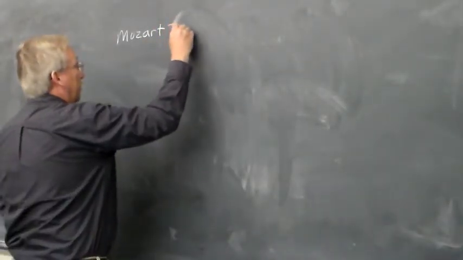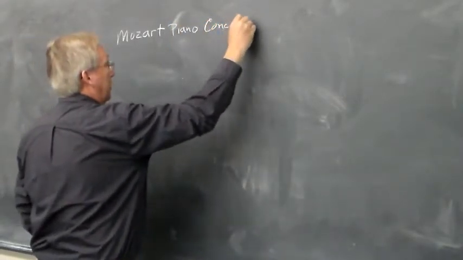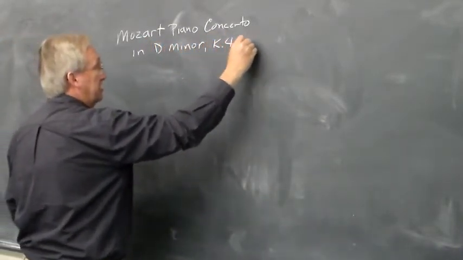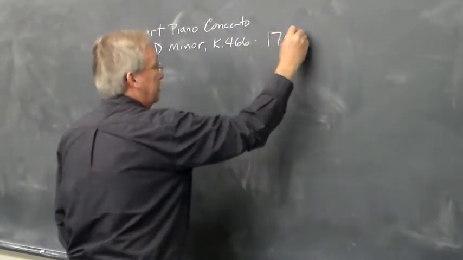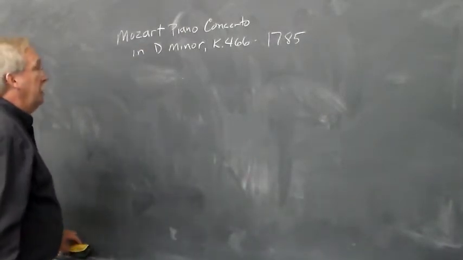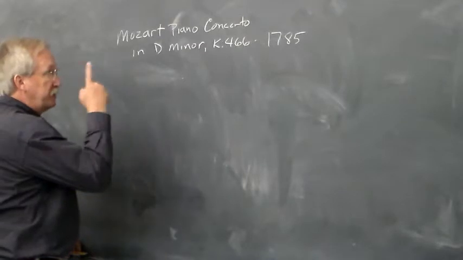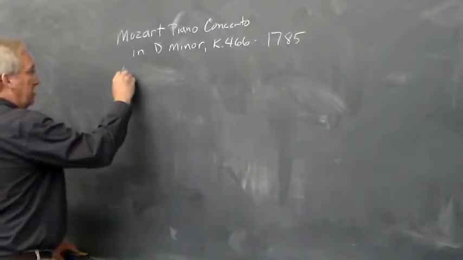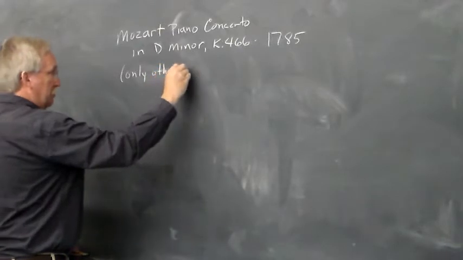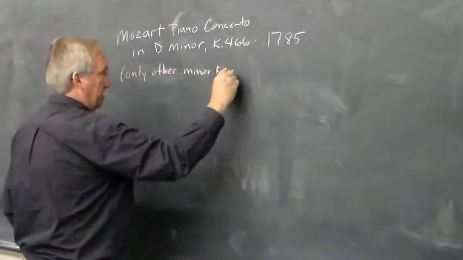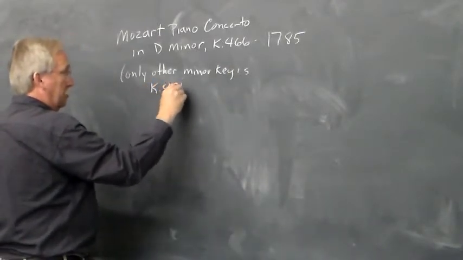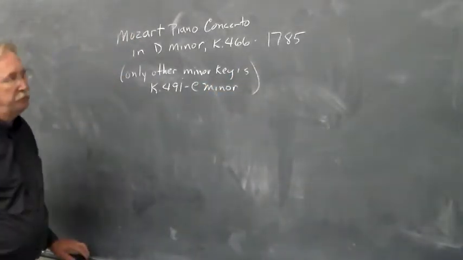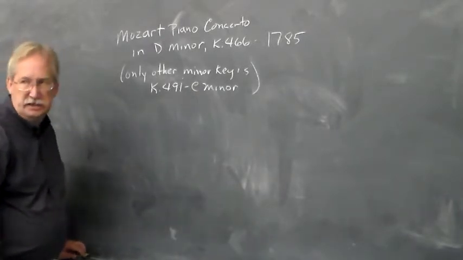piano concerto in D minor, K. 466. The date of composition is 1785. And this is one of only 2 of Mozart's concerti for piano that's in a minor key. So this also is a concerto that doesn't have a cadenza that was written by Mozart.